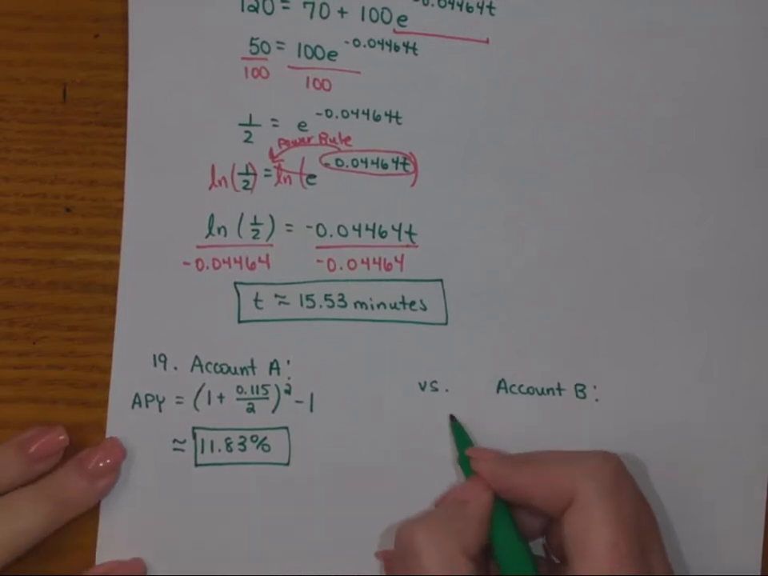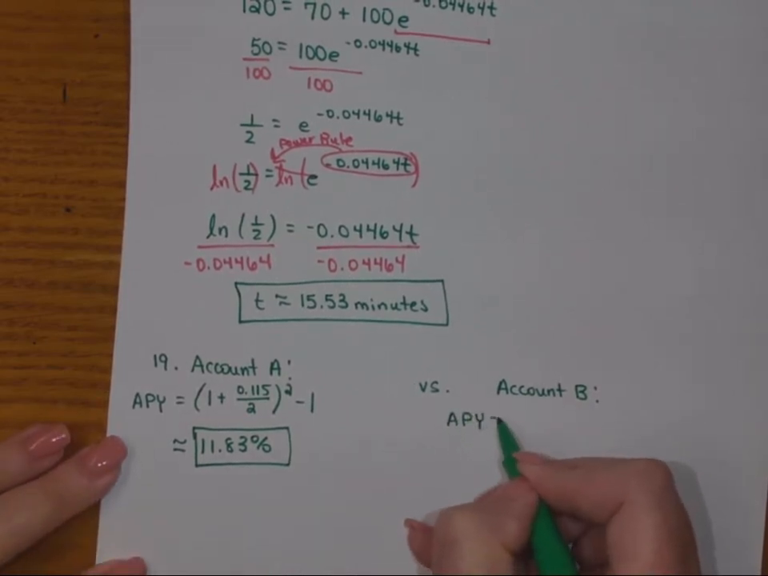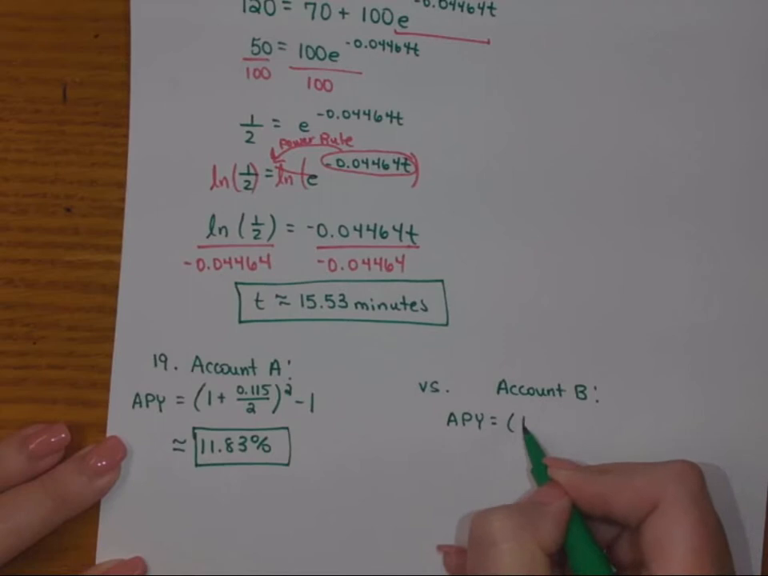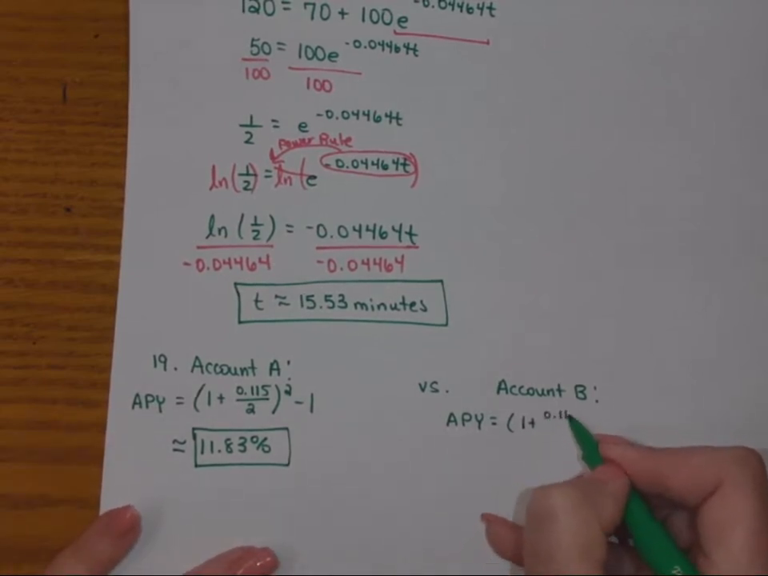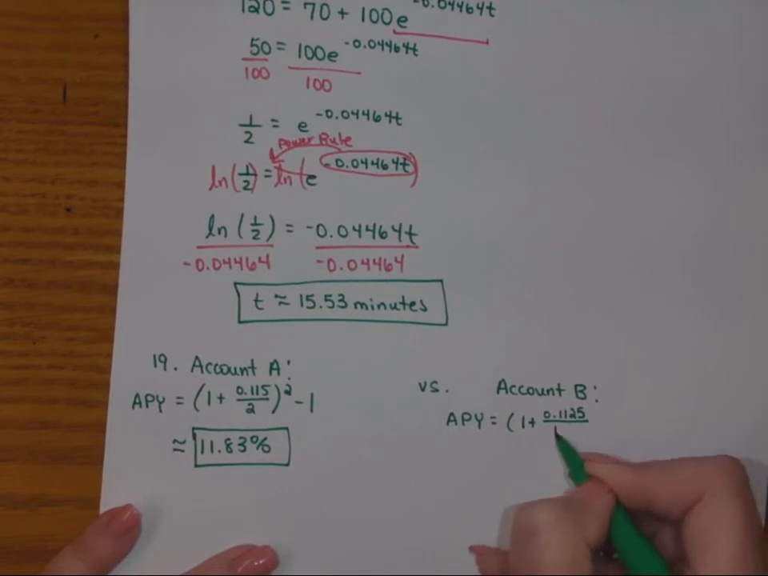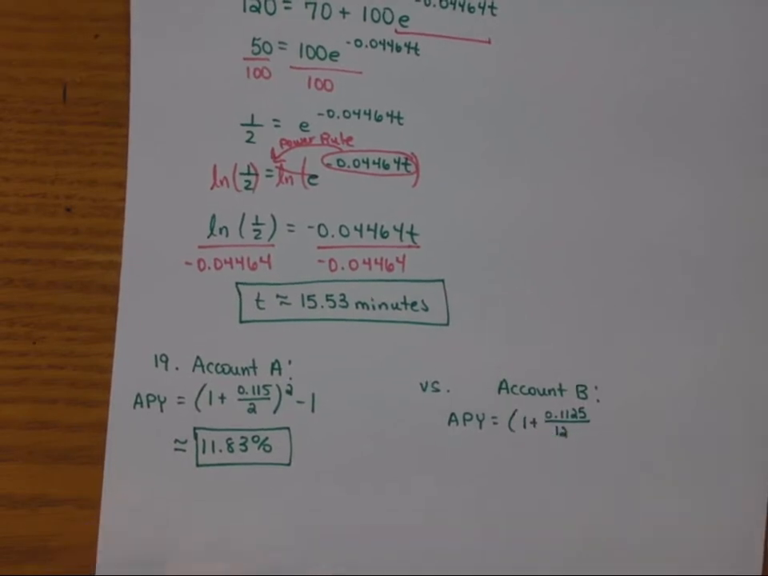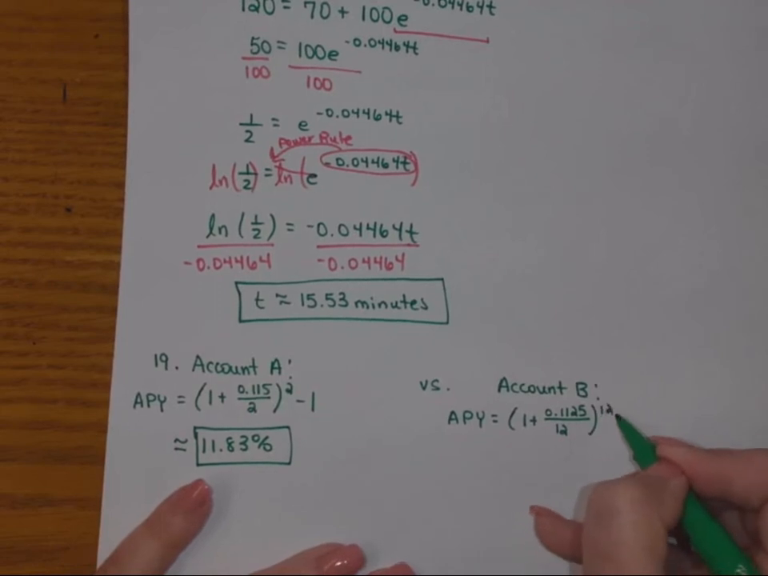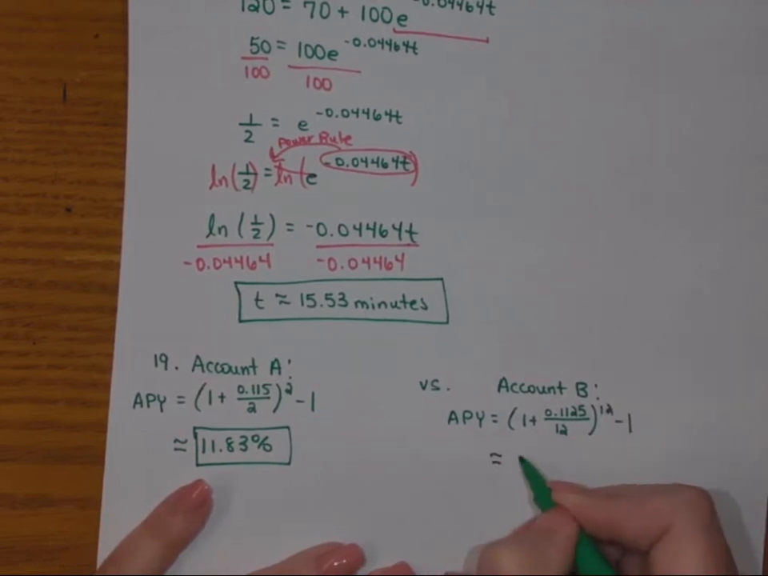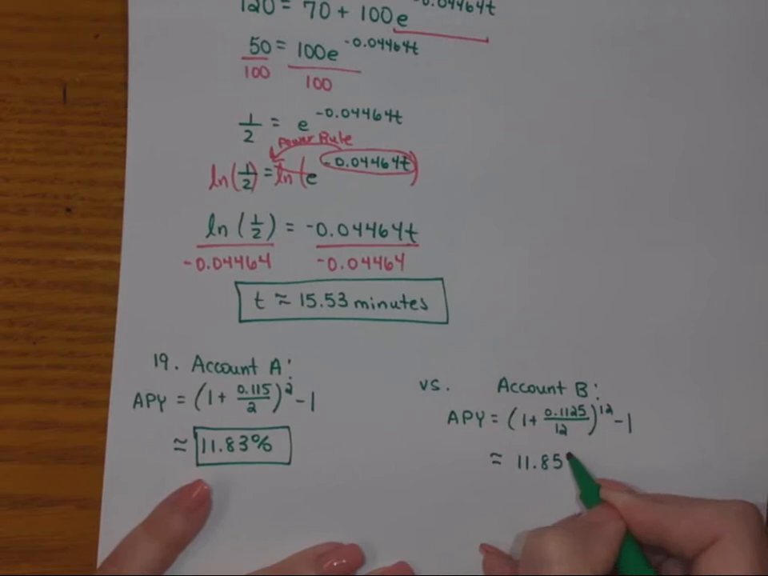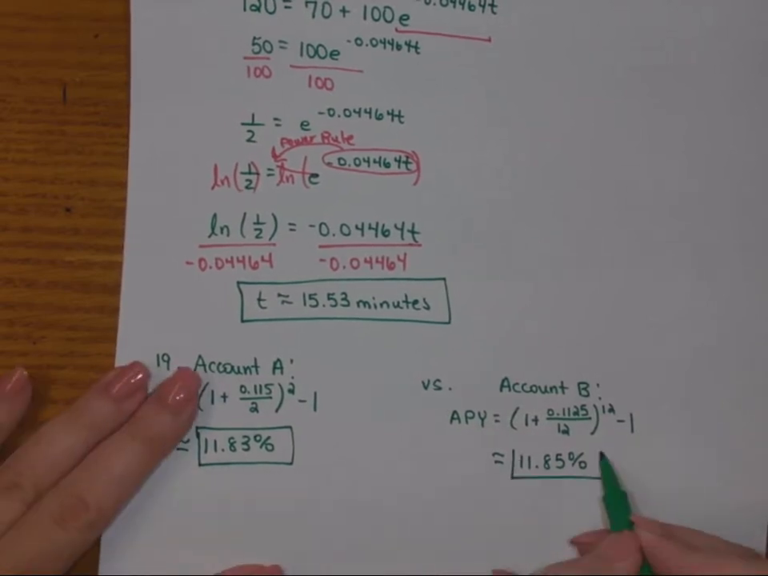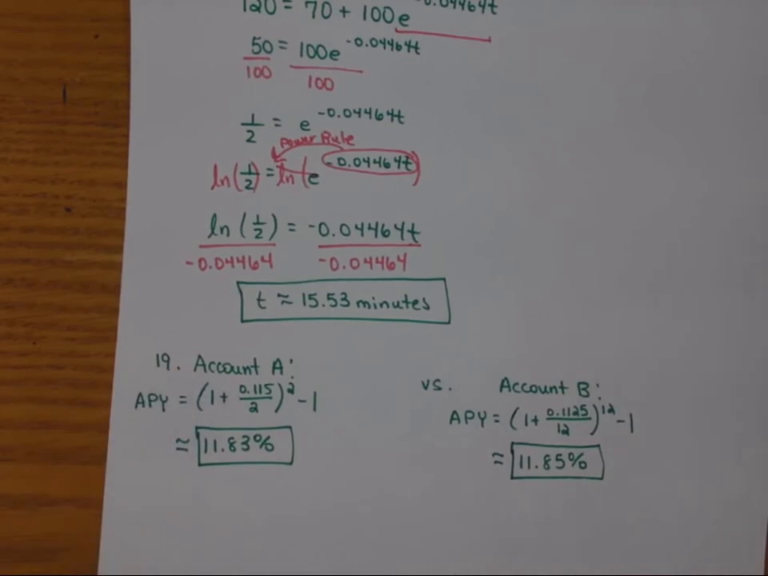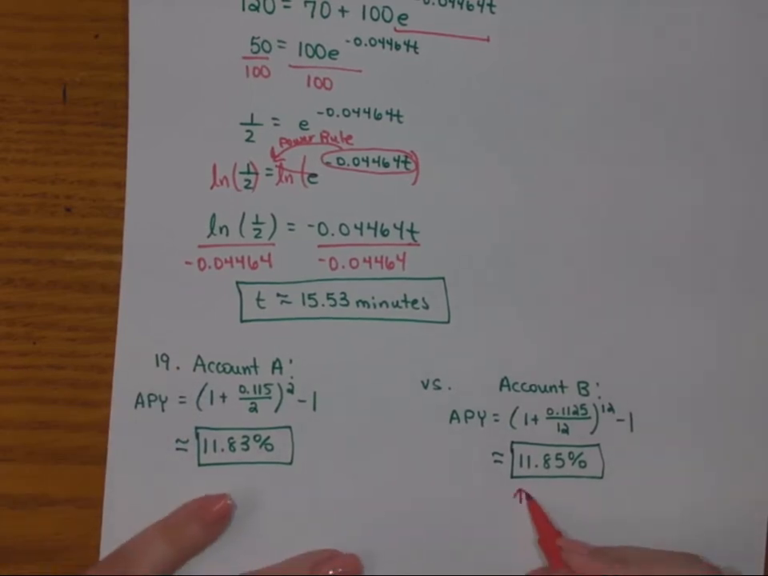Okay, so we'll use the same formula for this account, but remember we have to change the interest rate, right? The interest rate is 0.1125, and we're compounding monthly, which means the m is 12. Okay, and then we raise that to the 12 power minus 1. So notice we actually have to carry it out to 2 decimal places to really get a comparison, okay? And so because it's a savings account, we'll choose this one, right? It's just a little bit better.